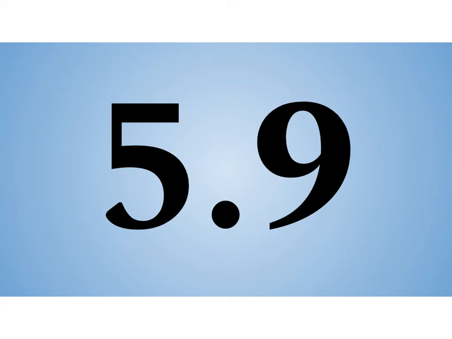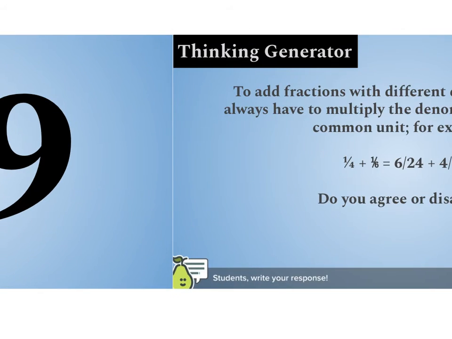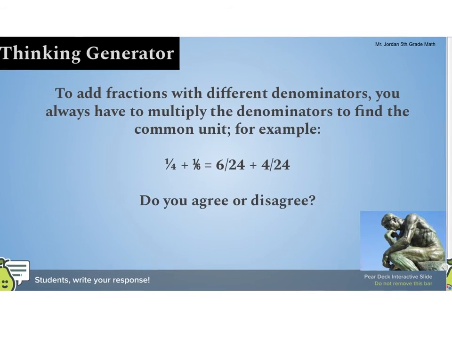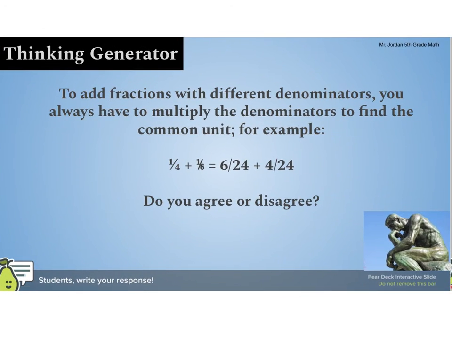So here we're looking at lesson 5.9. Thinking generator. To add fractions with different denominators, you always have to multiply the denominators to find the common unit. For example, 1/4 plus 1/6 equals 6/24 plus 4/24. Do you agree or disagree?